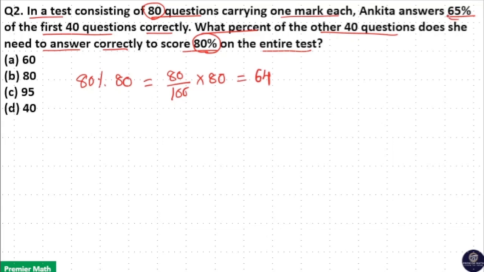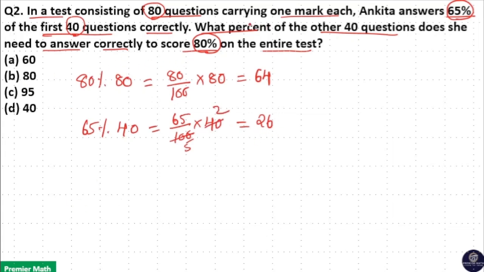Now, she already answered 65% of the first 40 questions correctly. That means she answered correctly 65% of the first 40 questions. Here 100% of 40 is 40 and 10% is 4. Then 60% is 6 into 4, 24 and 5% is 2. So, 65% of 40 is 26. Or you can do 65 by 100 into 40, which is equal to 26.